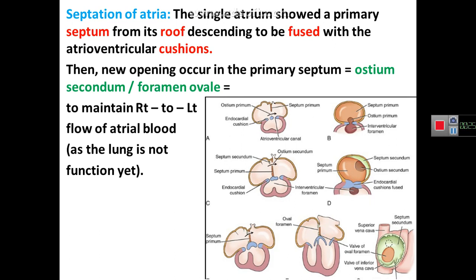Of course, when the secondary opening is closed by the fusion of the secondary septum with the primary septum at birth, the ostium secundum will be described in anatomy in the right atrium as fossa ovalis. The floor of fossa ovalis is the primary septum, while the margin of the fossa ovalis, which is called limbus fossa ovalis, is formed by the secondary septum. Therefore, some textbooks describe the secondary opening or ostium secundum by another name, which is foramen ovale, as after birth, when this foramen ovale is closed, it will form in anatomy the fossa ovale.